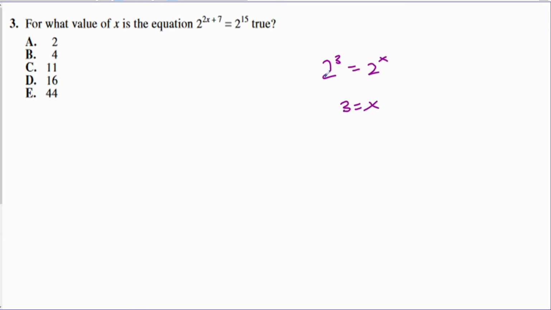So if you notice what's happening, if the bases are the same, I can really just set the exponent parts equal to each other. So I'm going to do that with these exponents. I'm going to say that 2x plus 7 has to be equal to 15. Okay, and then if I subtract the 7 over, it looks like I will have that 2x is equal to 8. And if I divide, I get that x is equal to 4. So it looks like choice B is going to be our correct answer for problem number 3.